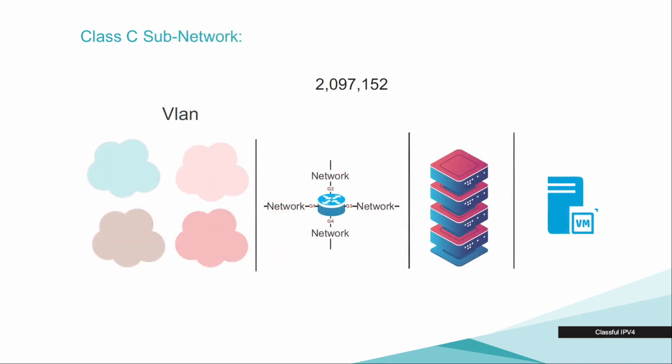So if our network is a small network, we can pick up any subnetwork from Class C. So we can pick up 2 subnetworks, 3 subnetworks, whatever we want based on our network. And as we mentioned before, Class C is suitable for a small network. So we can pick up any subnetworks that we need from Class C and assign these subnetworks to our VLAN, for example, to a network at our router, to our servers, or to our virtual machines. So it all will depend on our network.